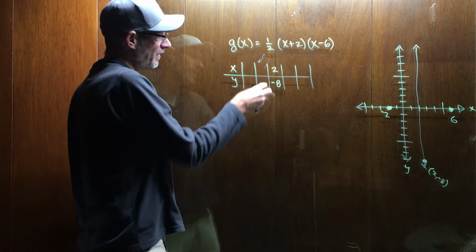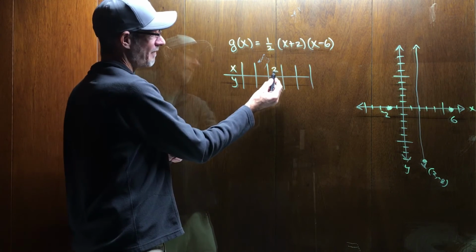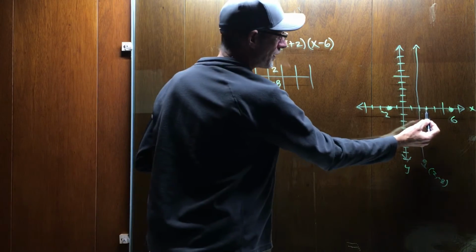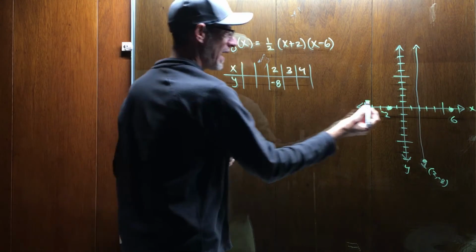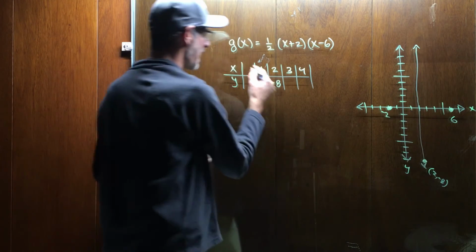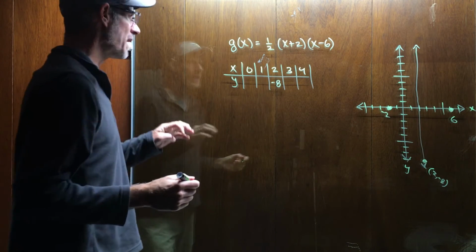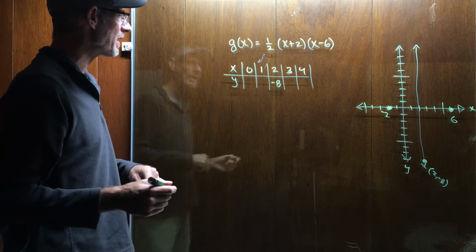So here's my table. I have my vertex filling the middle spot on the table, and I have an x-coordinate of 2. So 1 to the right of 2 is 3, and 1 to the right of 3 is 4, and 1 to the left of 2 is 1, and 1 to the left of that is 0. So now I need to put these numbers into my original function to find out what the y coordinates are.